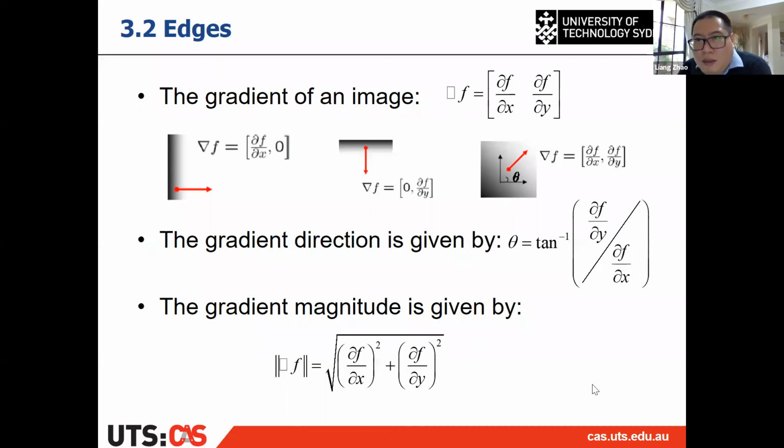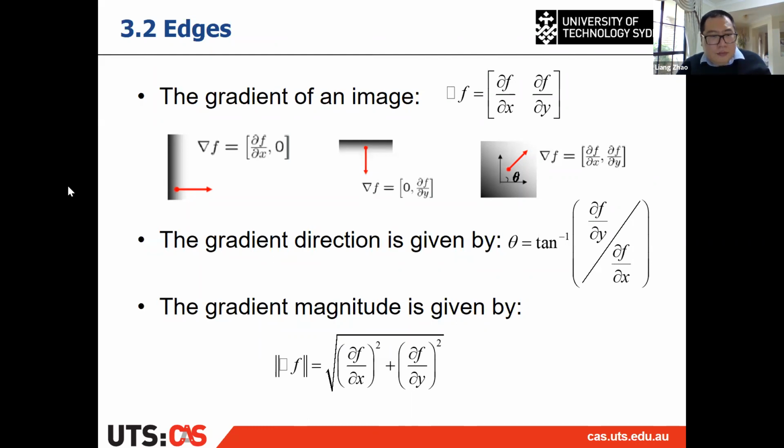Then, how can we extract the edges? As we know, edges are caused by the discontinuity of something, right? But in the image, this discontinuity can be represented by the gradient of the image. For example, if you look at the figure on the left, you can see the gradient in the x direction has a value, right? The gradient means the change of the intensity of the image.